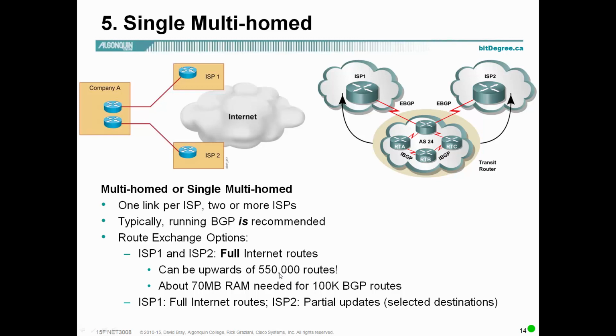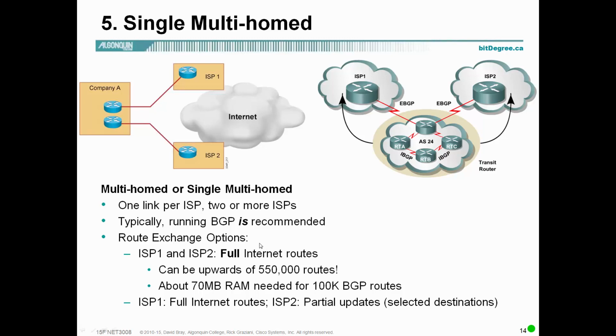So actually I'll show you a graph of the current number of active BGP routes out on the internet. I think graphically it's approaching something like 575,000 now. But just to get a sense of what it takes to hold this many routes, in a Cisco IOS router you're looking at about 70 megabytes of RAM to hold 100,000 BGP routes, give or take.